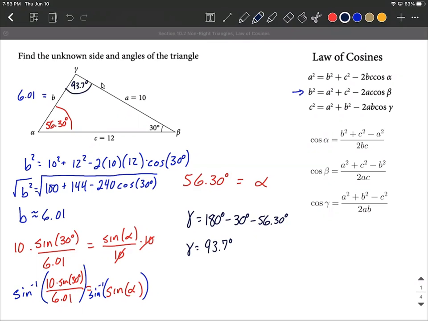For that remaining angle, one thing to double check when you get done with this: the largest angle, in our case 93.7, is across from the largest side length. The medium angle, 56.3, is across from the medium side length, and the smallest angle is across from the smallest side length. All right, hope this helps out as you're getting used to the law of cosines. Good luck.